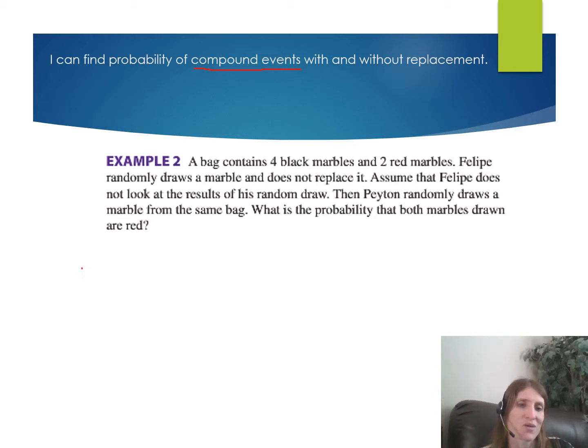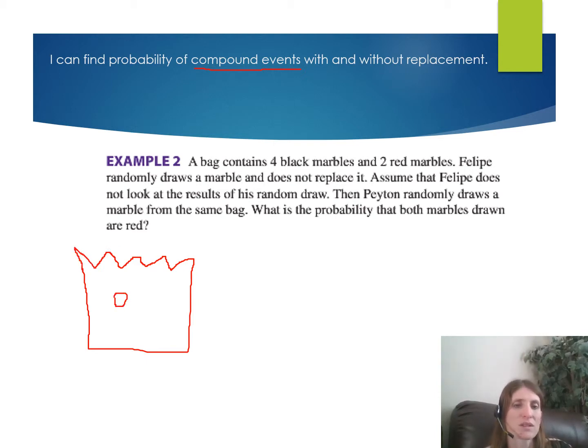So let's draw a visual of this. Here's my bag. I should have made this brown, although I don't see a brown. Okay, here's my bag. We have 2 red marbles inside this bag, and we have 4 black marbles.